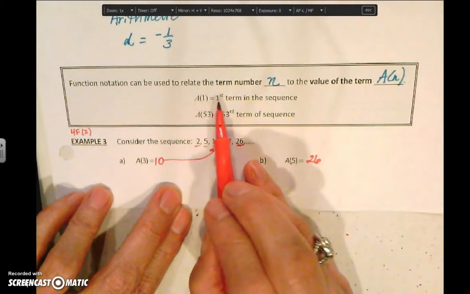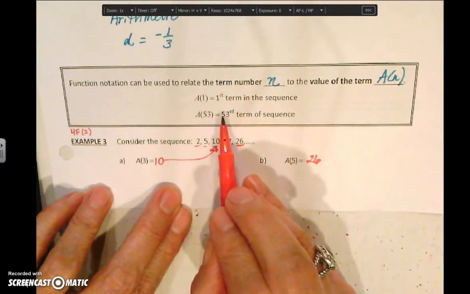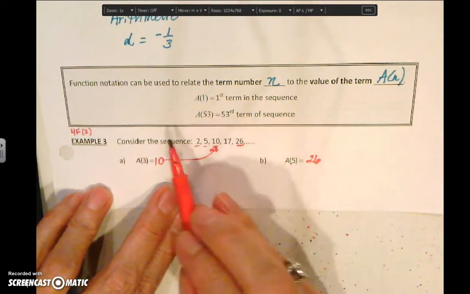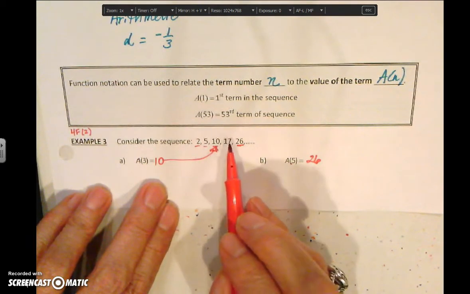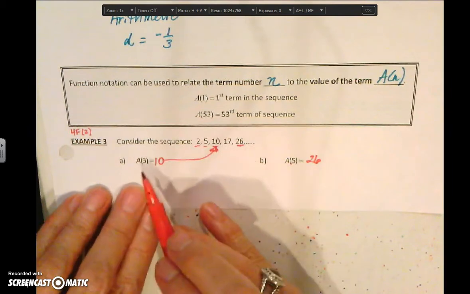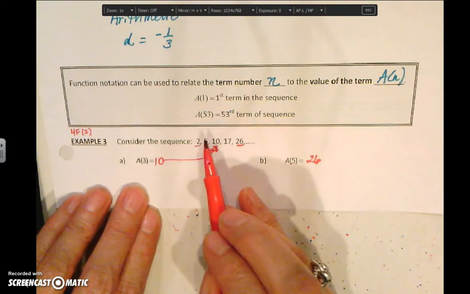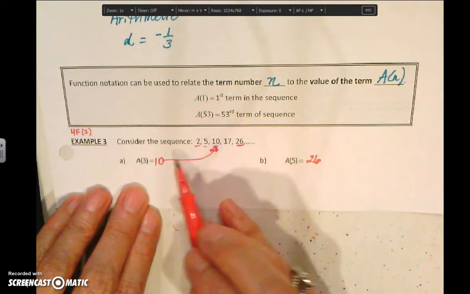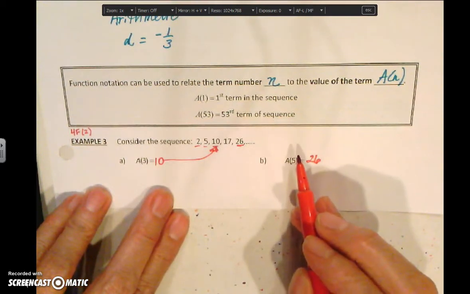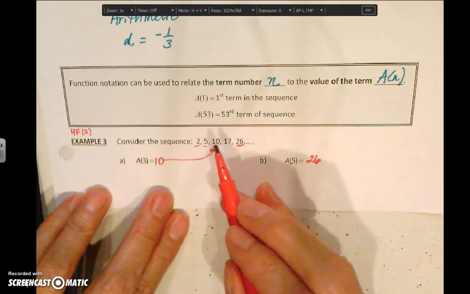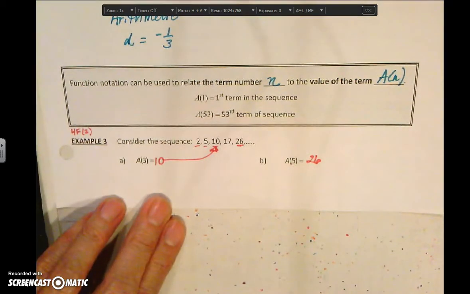So if a sub 1 represents the first term in a sequence, and a sub 53 represents the 53rd term of the sequence, in example 3, when we're talking about the sequence 2, 5, 10, 17, 26, when it asks what a sub 3 is, we're looking for the third term. So first, second, third term here. So a sub 3 is 10. A sub 5 then would be the fifth term. So 1, 2, 3, 4, fifth term is 26.